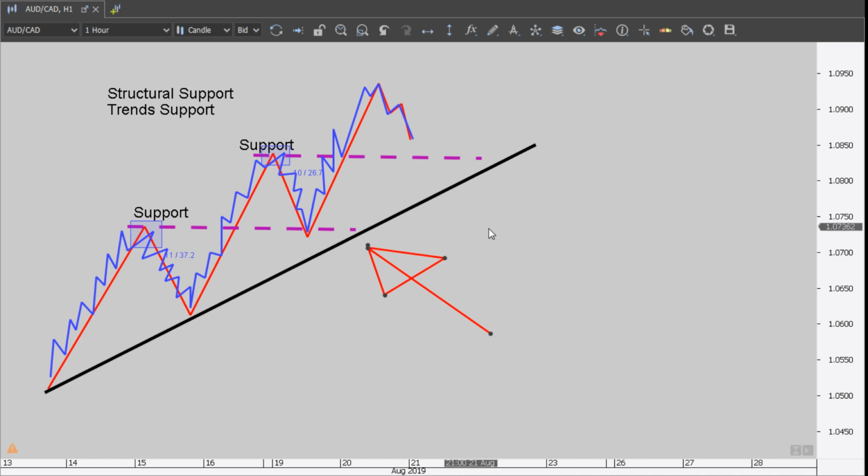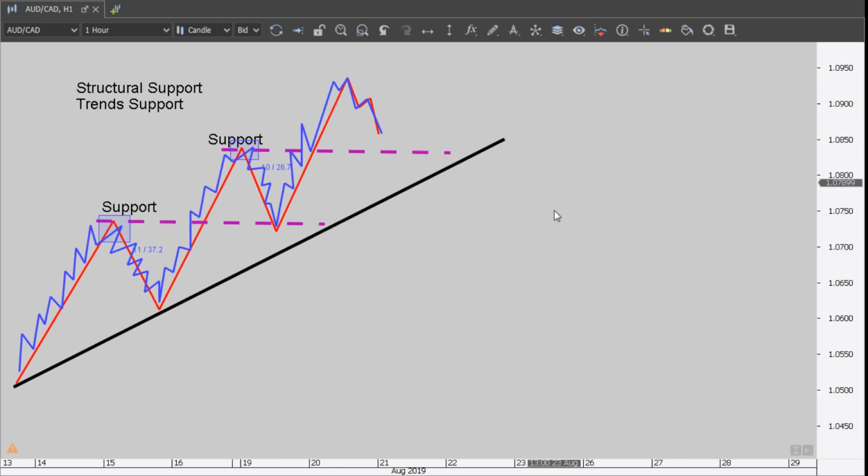Okay, so support are the highs. Okay, so let's go step by step, let's go slowly. Then we have resistance, which is the same, just going in the opposite direction.